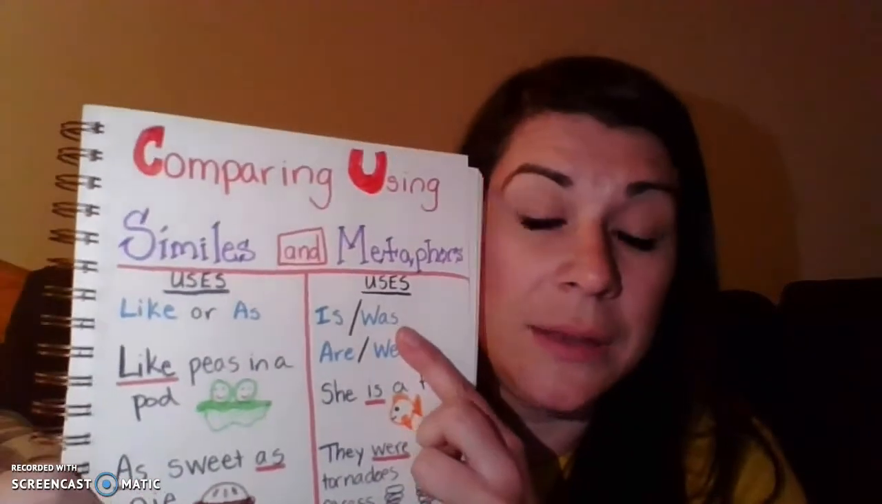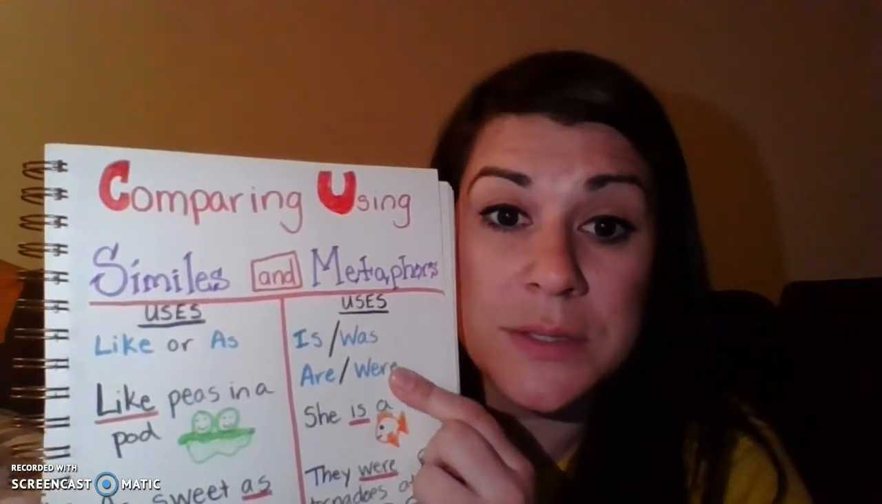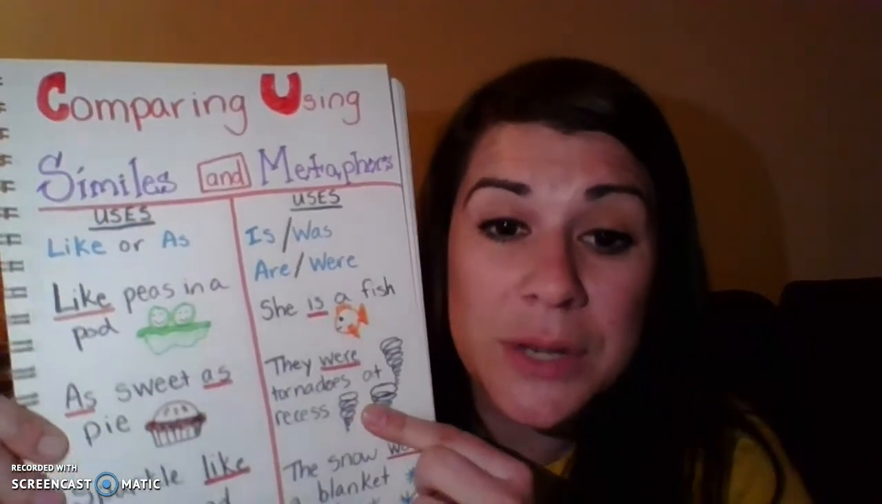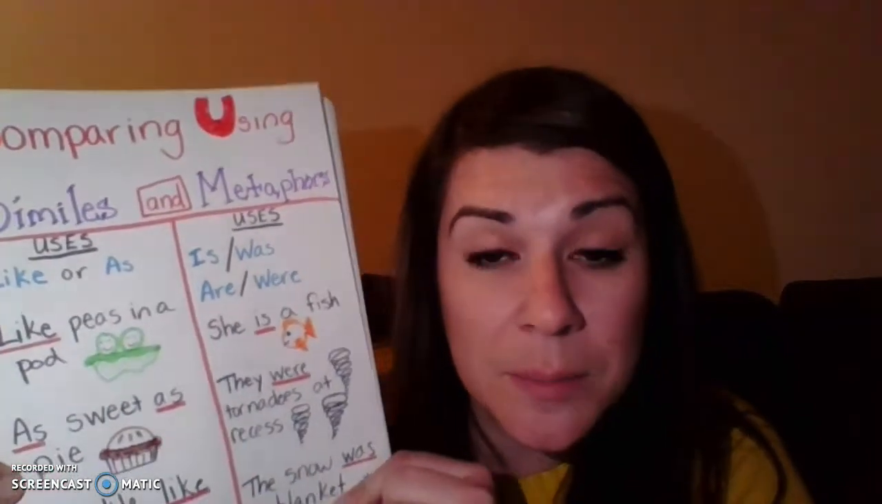A metaphor, again, is going to use is, was, are, or were. She is a fish. They were tornadoes. The snow was a blanket. As you're reading, look for those things. Don't forget to stop and jot. Make note of them. If you want, take a picture and you can upload it onto Seesaw so we can all see the examples that you found.